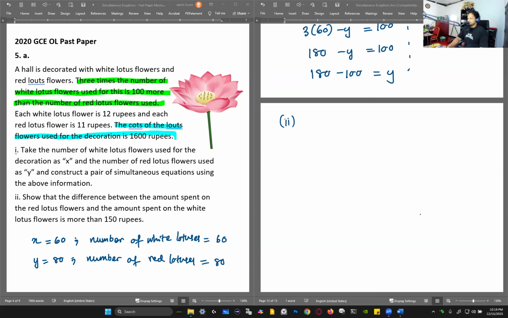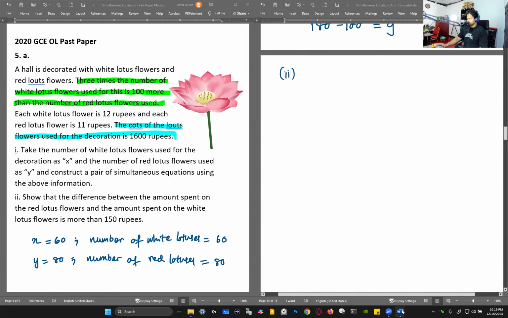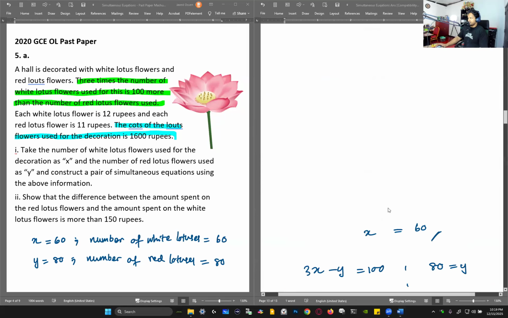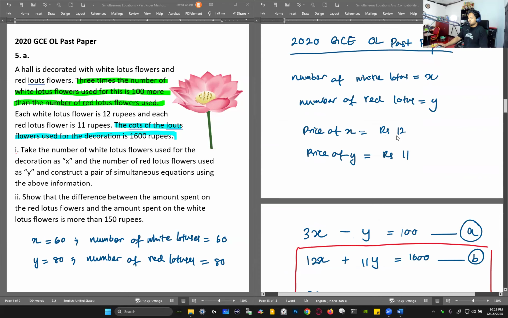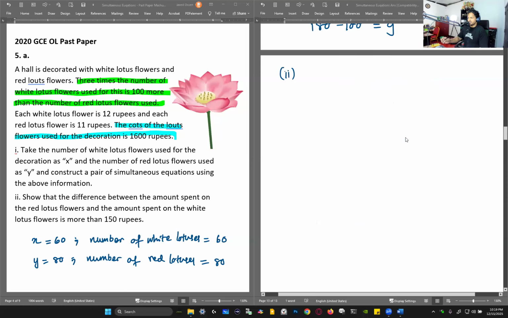Coming back to the point, show that the difference between the amount spent on the red lotus flowers and the amount spent on the white lotus flowers is more than 150. So we have to take, you know that the price of a red lotus flower is 11 rupees and a white lotus flower is 12 rupees. Difference between the amount spent on red lotus flowers.